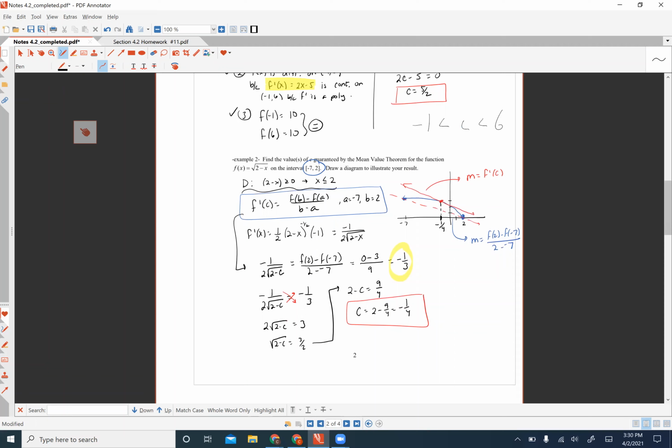Now we have this function, the square root of the quantity 2 minus x, on the interval -7, 2. The domain is all numbers where 2 minus x is greater than or equal to 0, or x less than or equal to 2. The function is well defined if x is less than or equal to 2. Like if x is 3, now you're taking the square root of a negative number. But if x is less than or equal to 2, this function is well defined.